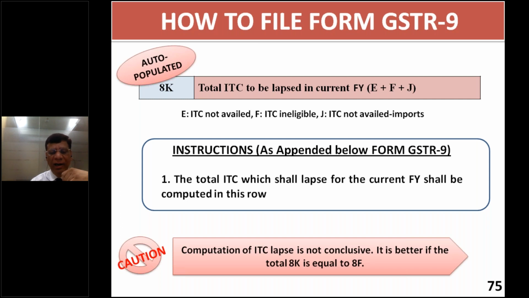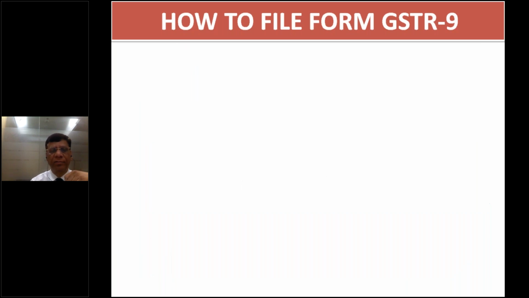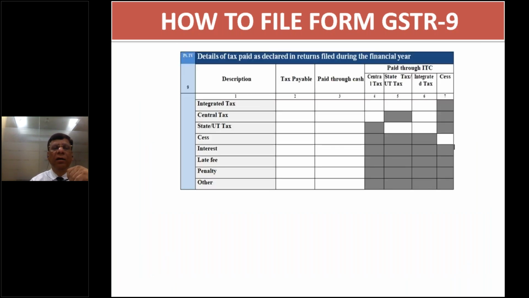Computation of ITC lapse is not conclusive. It is better if total 8K is equal to 8F. Then how to file form GSTR 9? Part 4 contains details of tax paid as declared in returns filed during the financial year. You see, this particular table contains various columns.